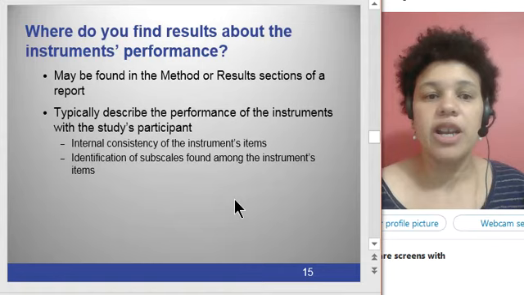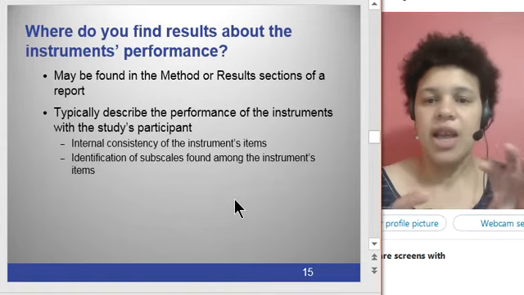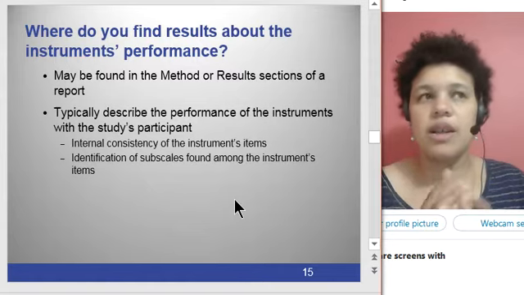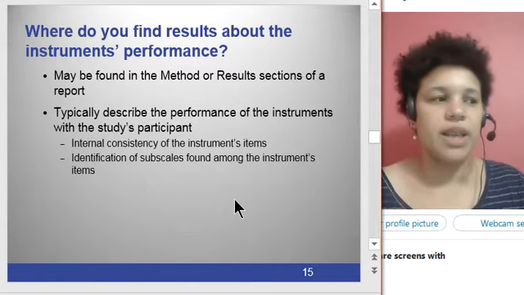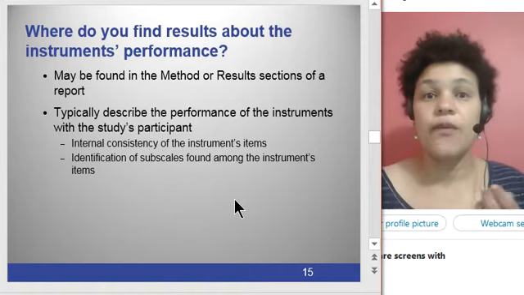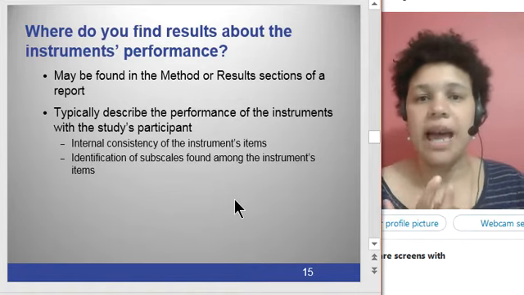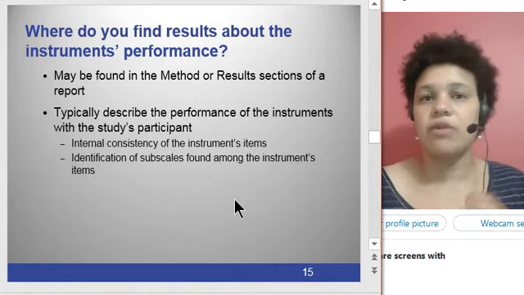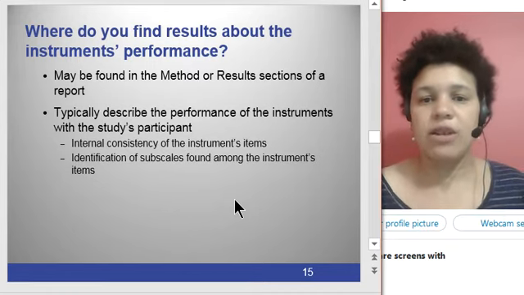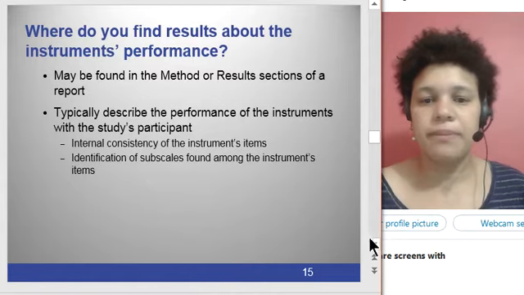Now, certain instruments may have certain sub-items, right? Let's see. What would be an example? Let's say intelligence might be broken down into verbal ability, mathematical ability, problem solving, right? So it might have 3 subscales. And you find out about that usually in the method section when they're talking about the instrument.